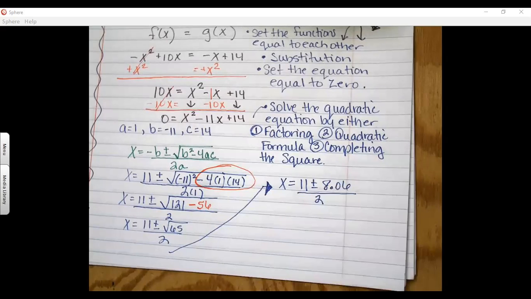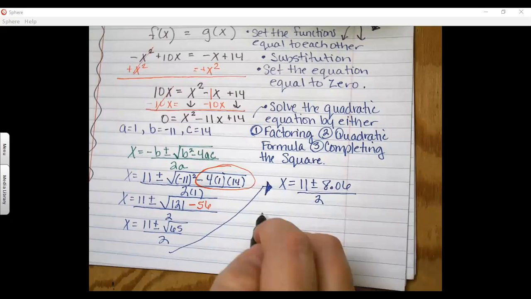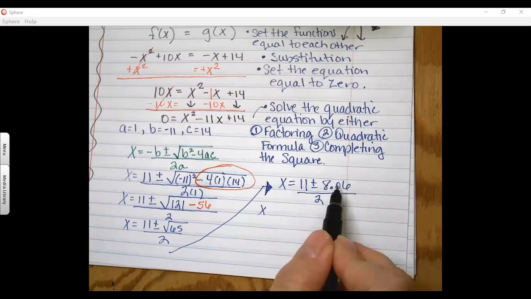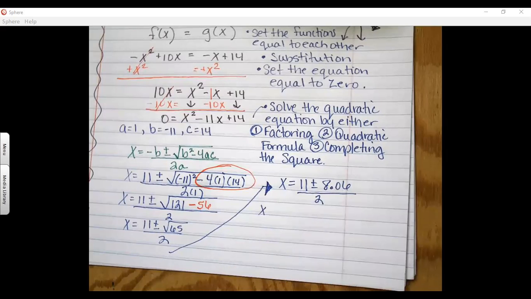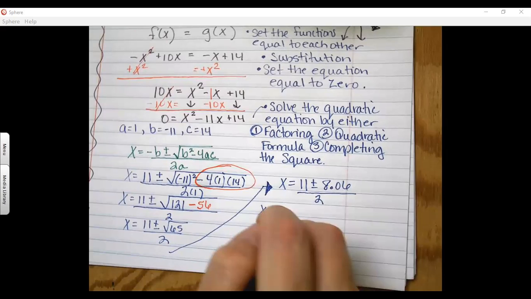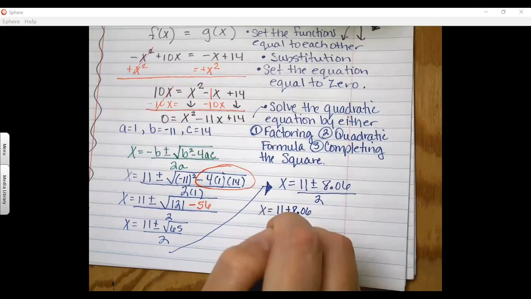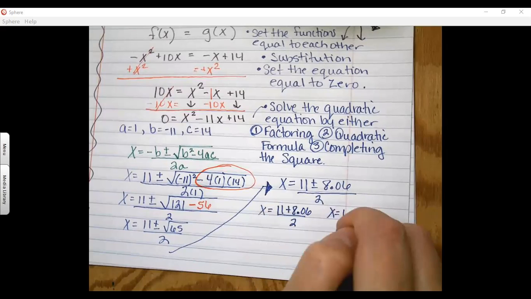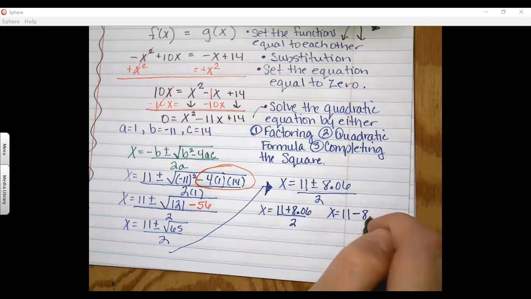I can simplify this further. I want to know exactly what those two answers are. Well, an approximation, because we just rounded, so it's not exact. So I'm going to make 2 separate equations. One of them will take the positive 8.06 into account. The other one will take the negative 8.06. So I have x equals 11 plus 8.06, quantity divided by 2, and x equals 11 minus 8.06, quantity divided by 2. It's not just the 8.06 that's being divided by 2.